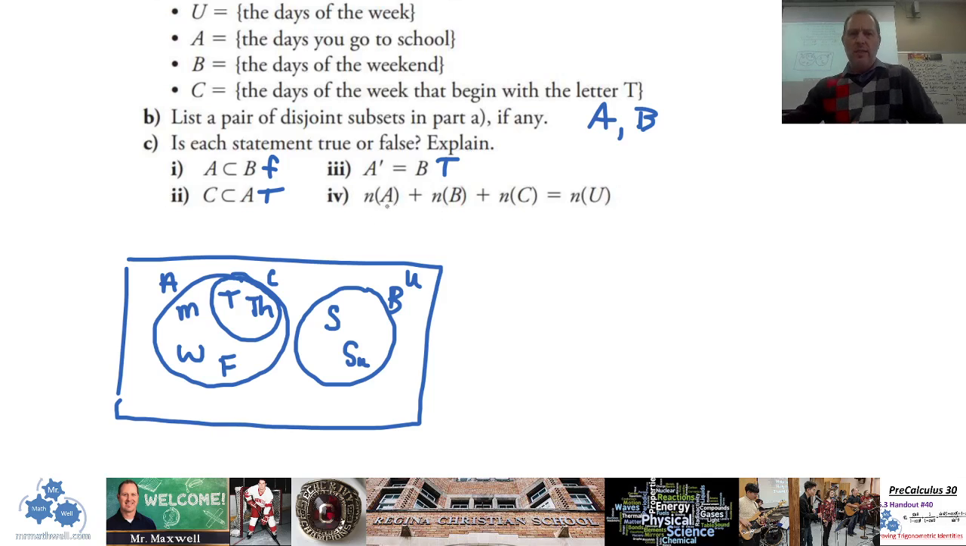And then let's see, what does this one say? The number of A plus the number of B plus the number of C equals the number in the universal set. Now, I see some heads shaking. We have some overlap here for sure, so we definitely would be double counting some things. If we tried this out, I got 1, 2, 3, 4, 5. This would be 5. B would be 1, 2, and C would be 2. So we've got 5 plus 2 plus 2 equals 9. Well, there are not 9 days in the week, so certainly that doesn't make sense. This would be true if each of these three sets were disjoint. So if they were disjoint, that would be true.